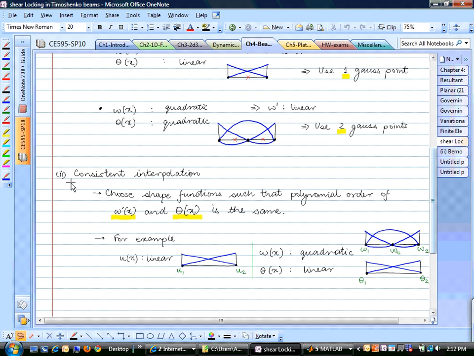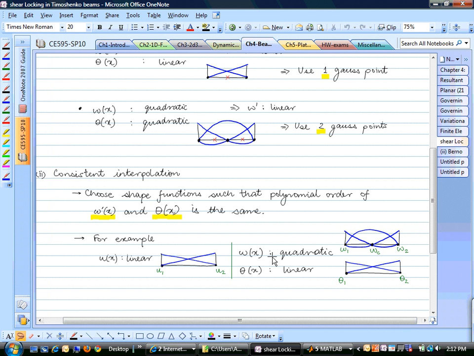So the second way to get rid of shear locking is called consistent interpolation. Essentially, we choose our shape functions in such a way that w prime and theta are of the same order. So instead of choosing quadratic and quadratic, or linear and linear, we choose quadratic and linear, meaning that if you take w prime, it becomes linear and these two have the same order. So what does this look like? If you choose quadratic shape functions for w, those would be these types of shape functions. These are quadratic shape functions.